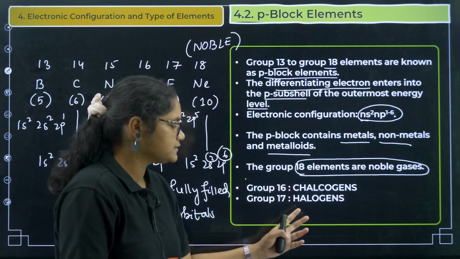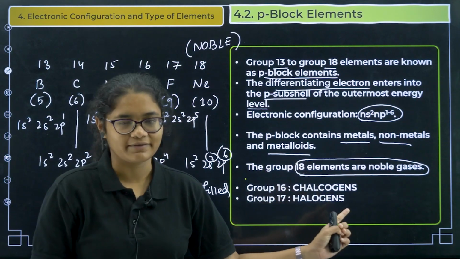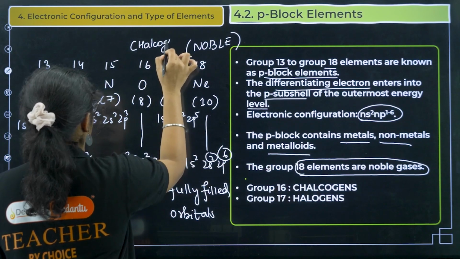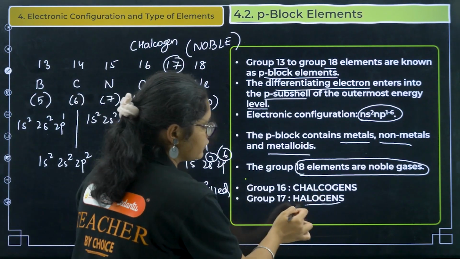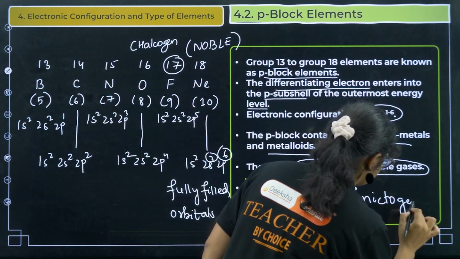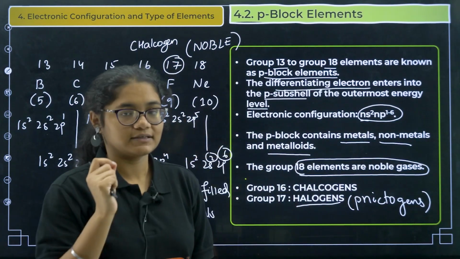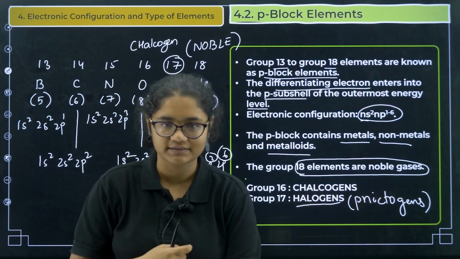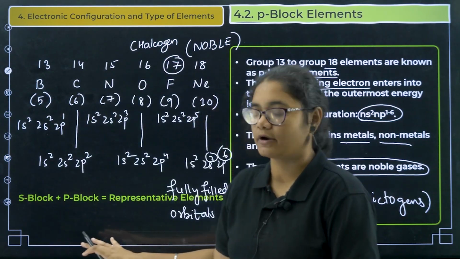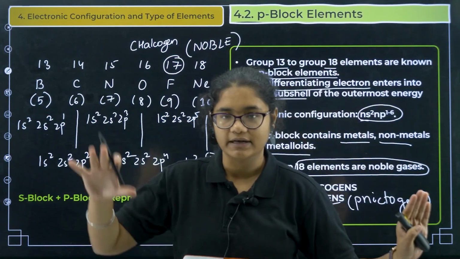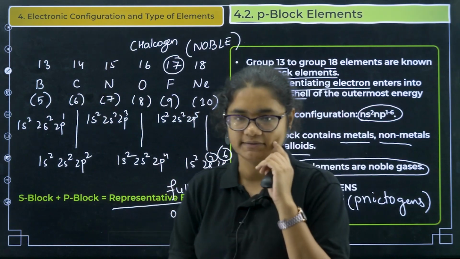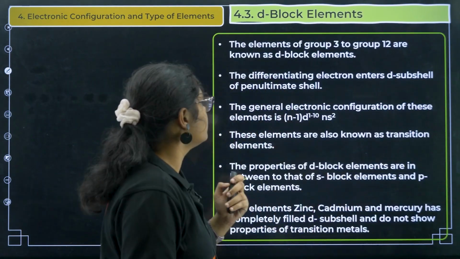Now here there are some special names for group 16 and group 17. Group 16 is called chalcogens, and group 17 is called halogens, or sometimes it is also called pnictogens. Please remember these names: chalcogens and halogens, or sometimes pnictogens. Next, one very important thing: the S block and P block of the periodic table are together called representative elements. Fine. Next, coming to D block.